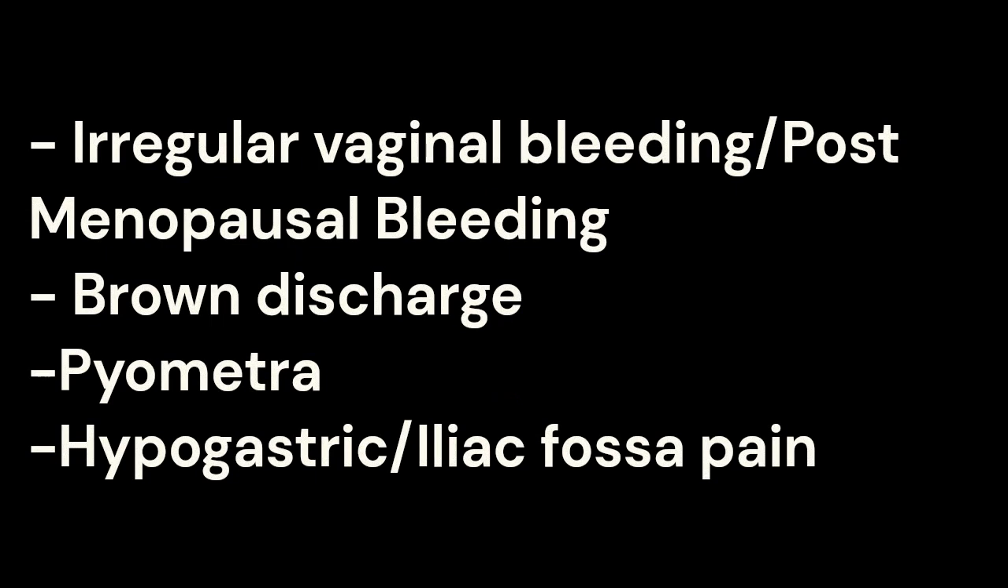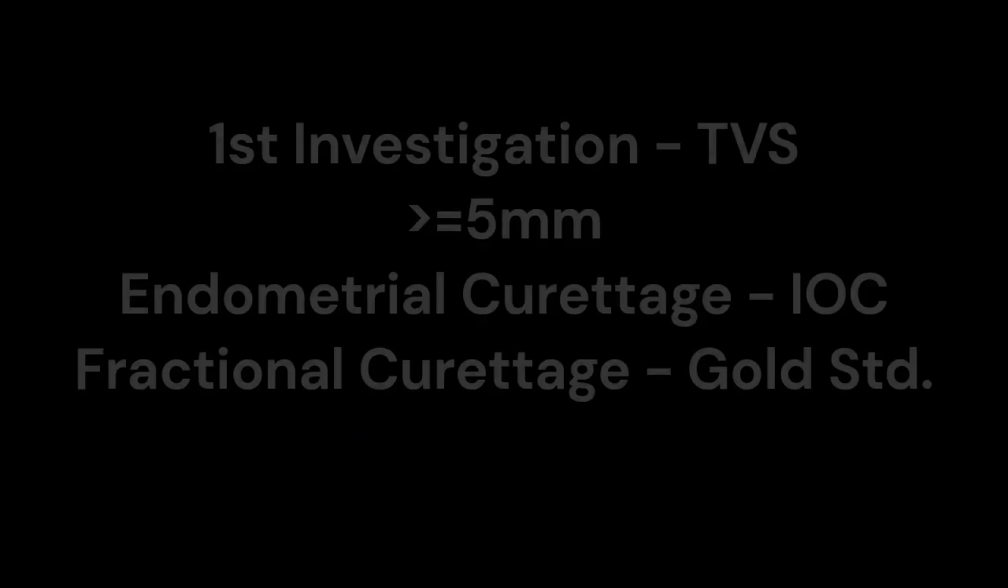The most common presentation of carcinoma endometrium is irregular vaginal bleeding or postmenopausal bleeding in women who have already attained menopause. Other than that, the patient may complain of brown discharge, pyometra or pus in the endometrium, and pain in the hypogastric or bilateral iliac fossa regions.